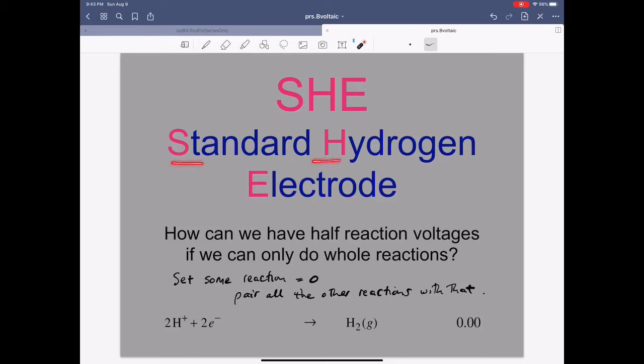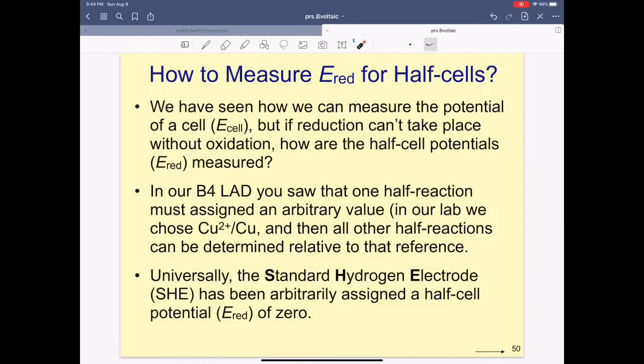The standard hydrogen electrode is the actual reaction that is used as the control, the half reaction that is set equal to 0. All other reactions will be paired with or against that, and thus the reduction potentials for other reactions can be determined. In our lab, we assigned an arbitrary value of 0 to our copper 2 plus copper half reaction. But in the standard reduction potential, the hydrogen electrode is the one that has been assigned a value of 0.